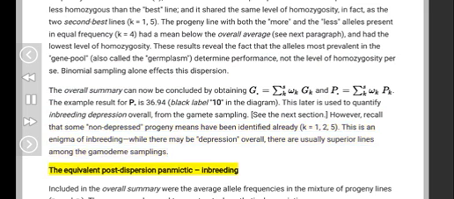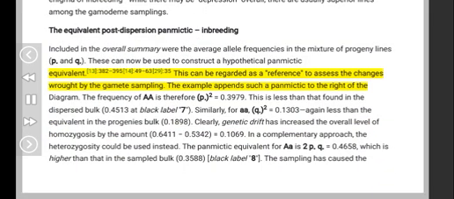The equivalent post-dispersion panmictic inbreeding. Included in the overall summary were the average allele frequencies in the mixture of progeny lines, p and q. These can now be used to construct a hypothetical panmictic equivalent. This can be regarded as a reference to assess the changes wrought by the gamete sampling. The example appends such a panmictic to the right of the diagram.